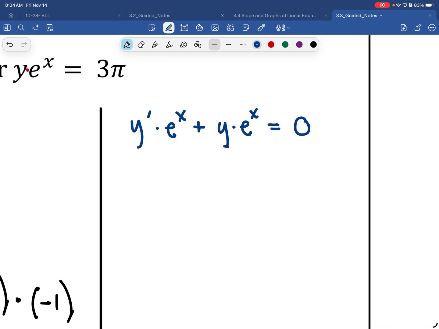Now what, though? Get everything with y prime on one side of the equal, and everything that does not have a y prime on the other side of the equal. So I'm going to leave this term right here. It's got a y prime on it. And the y times e to the x is going to go to the other side. I'm going to subtract that. I'm just going to subtract y e to the x.